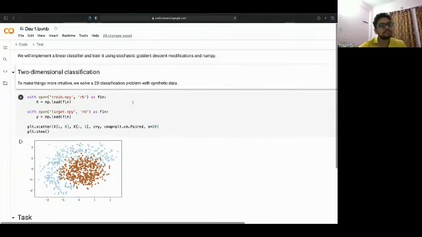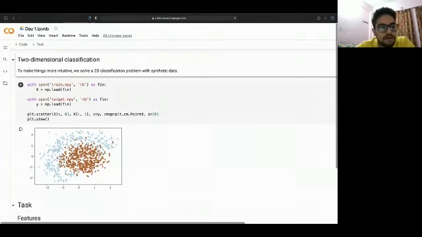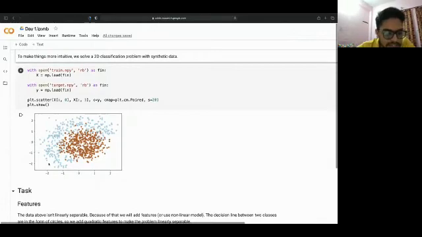So let's take a two-dimensional classification problem. To make things more intuitive, I already had some synthetic data with me. And this is how the data looks. So I need to classify these data points, as you can see, the reds and the blues.